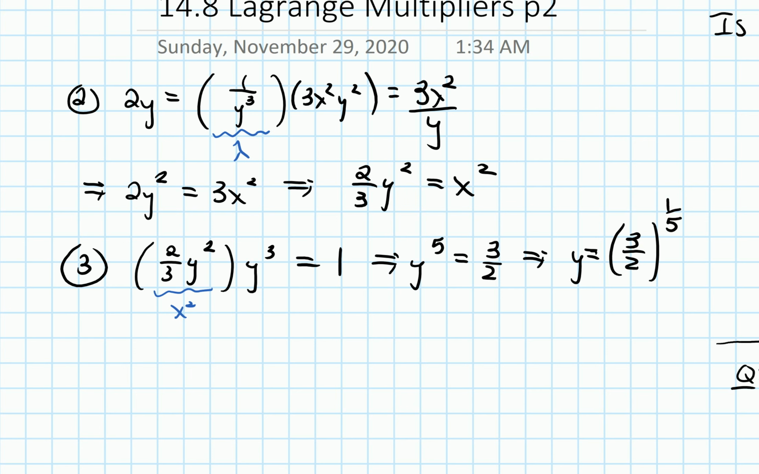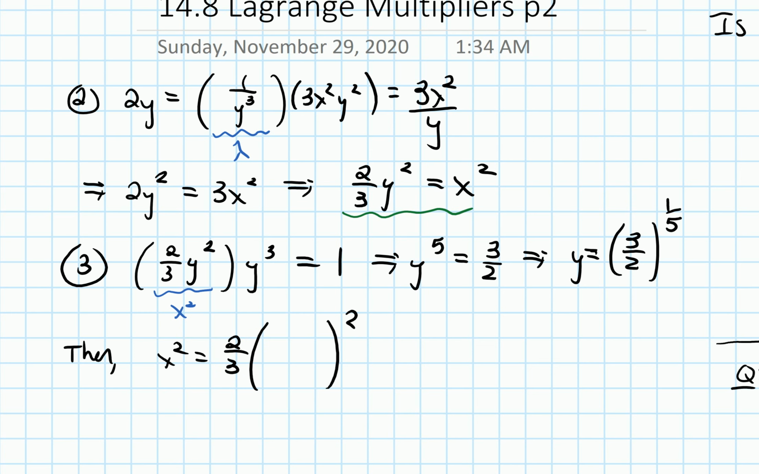Okay, so I know what y is. I've got to find x. So if I plug in the y value back into our equation for x squared, like this one, we end up getting then that x squared equals 2/3 y squared.